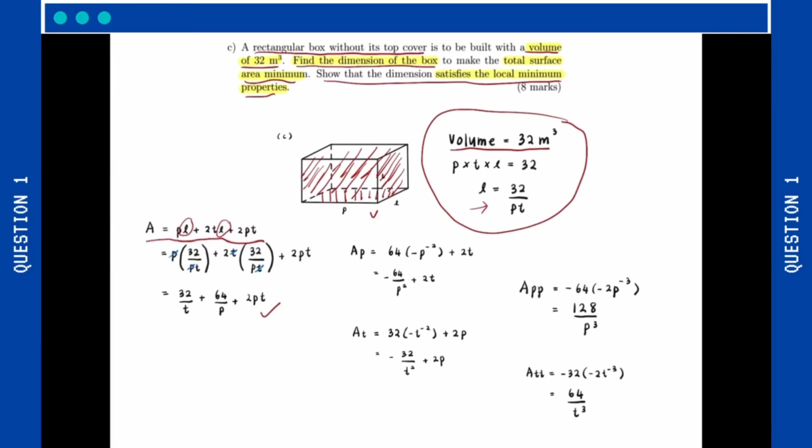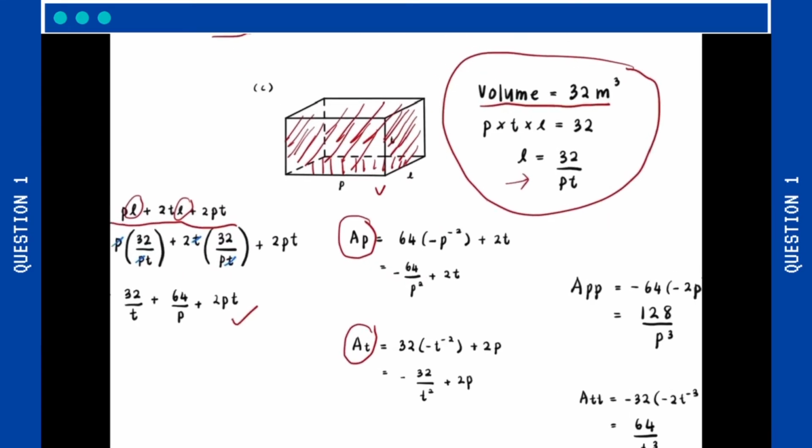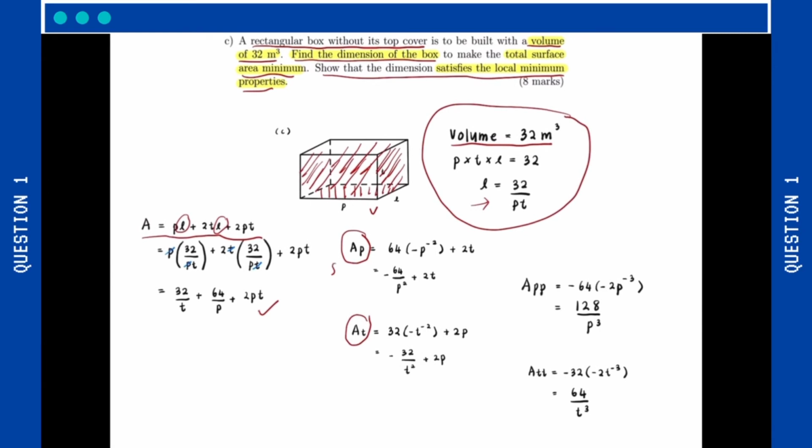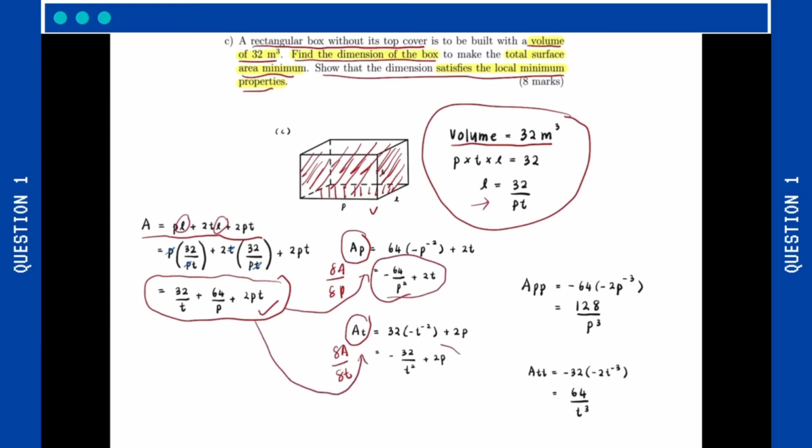Next, we know that to find the dimensions, we need to find the derivative with respect to P and the derivative with respect to T, which is also known as delta A over delta P and delta A over delta T. So from this total area equation, we find A_P and we get this equation, and next we find A_T and we get this equation.